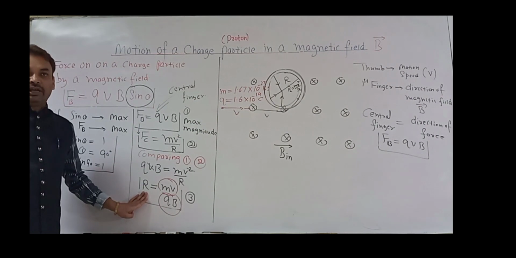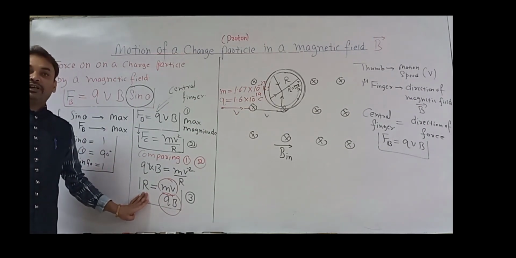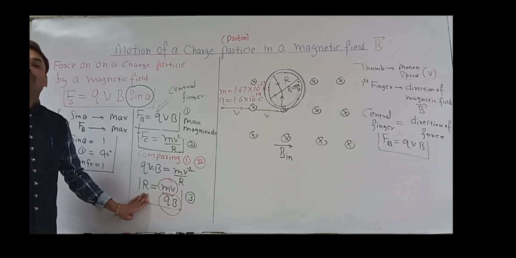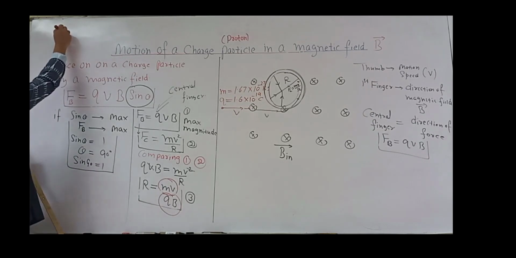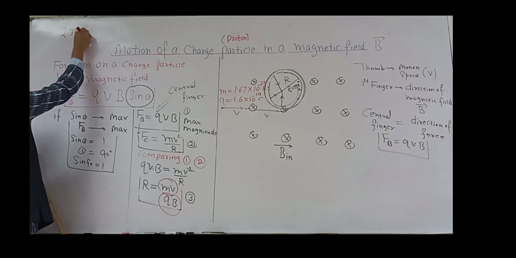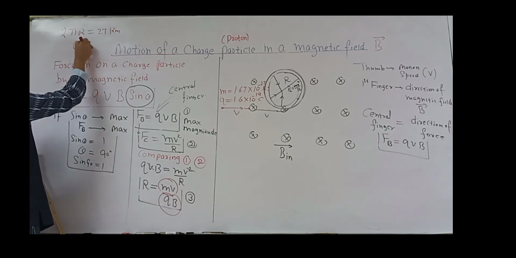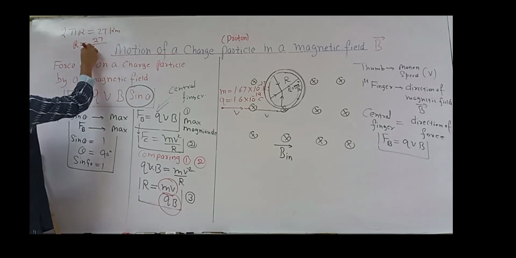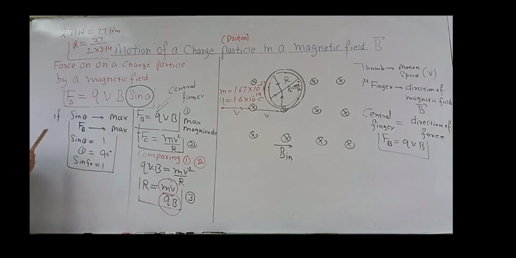In the LHC, at the France-Switzerland boundary, the total circumference of the collider is 27 kilometers, right? So 2 pi r is equal to 27 kilometers. From there you can find r. So r will be equal to 27 by 2 into 3.14, and from here you can decide the radius of your accelerator.